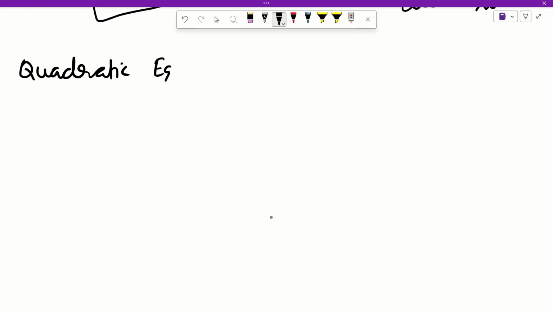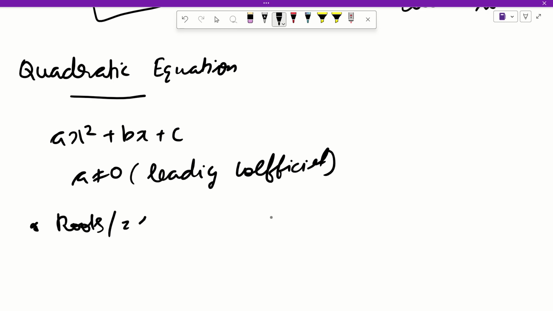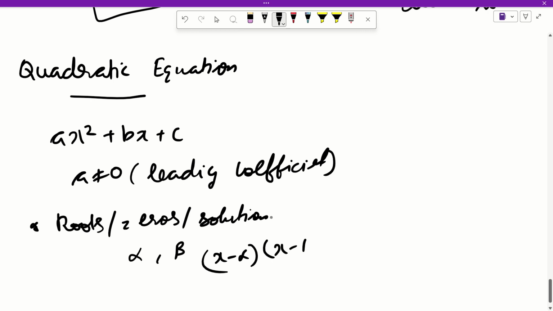Quadratic equation. Okay. So a quadratic equation is of the form ax square plus bx plus c. A should never be equal to 0 since it is the leading coefficient. First of all, we need to know the roots, also called zeros or solutions, of the quadratic equation. They are denoted as alpha and beta. That is, x minus alpha into x minus beta equal to 0. X equal to alpha comma beta are the roots.